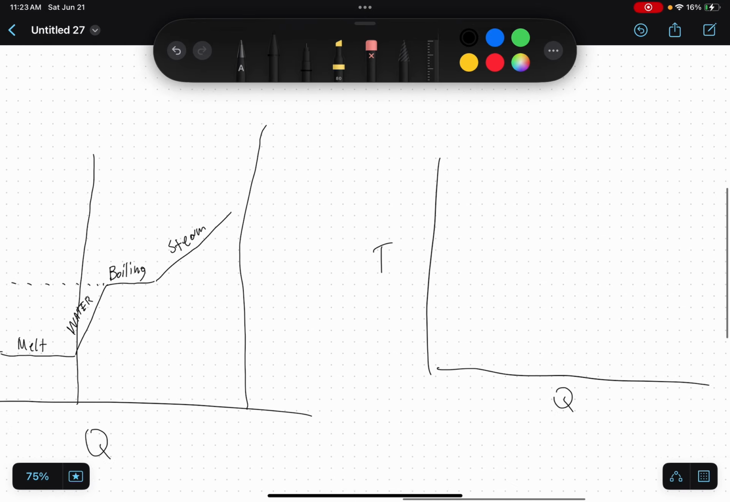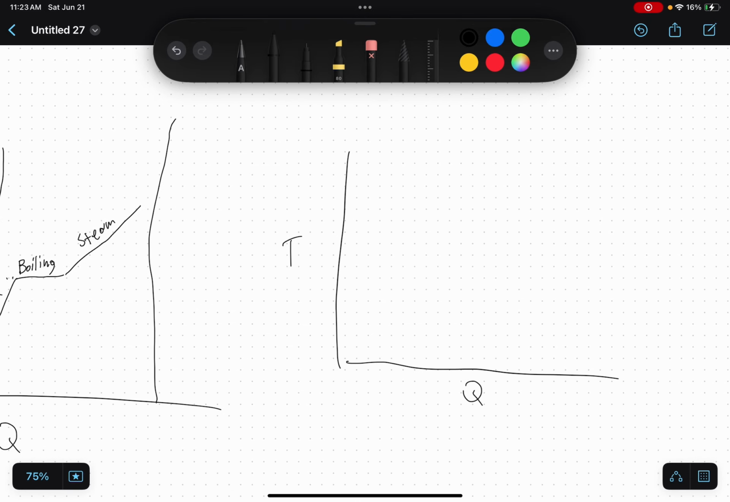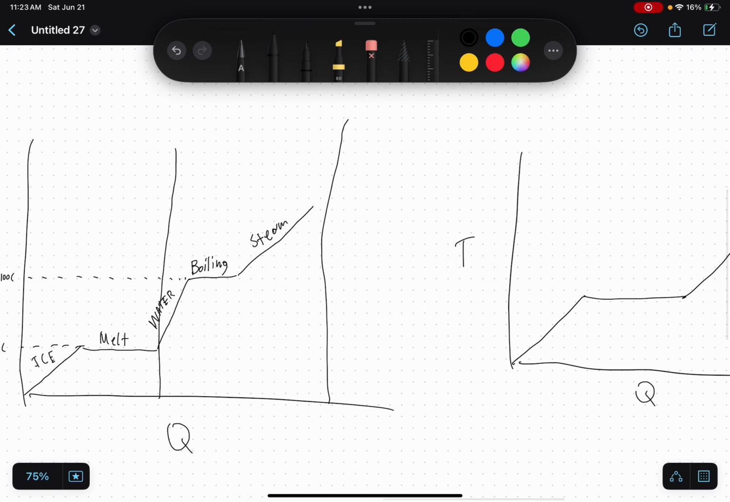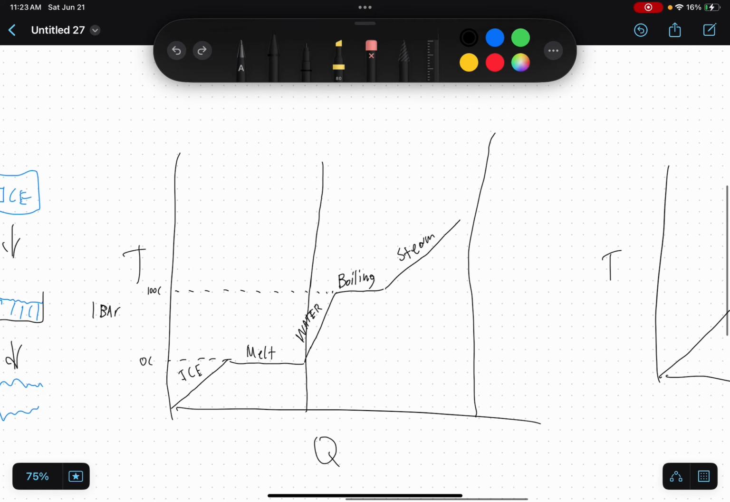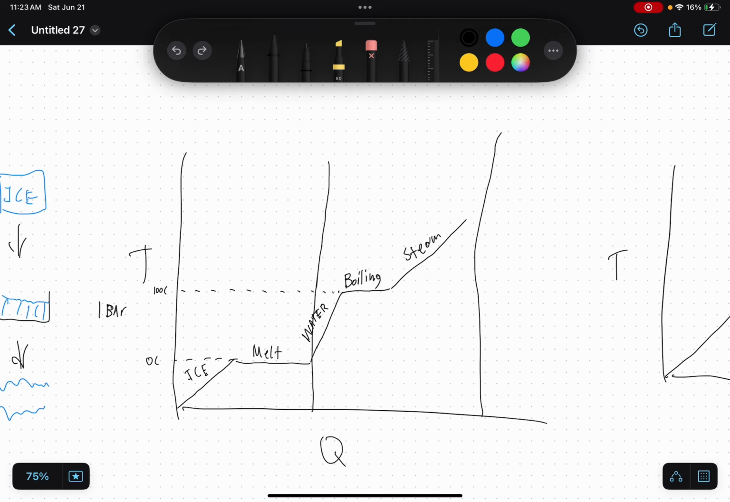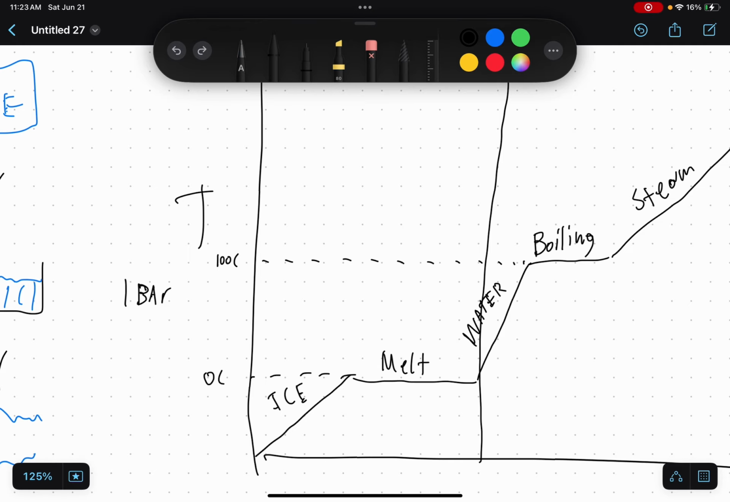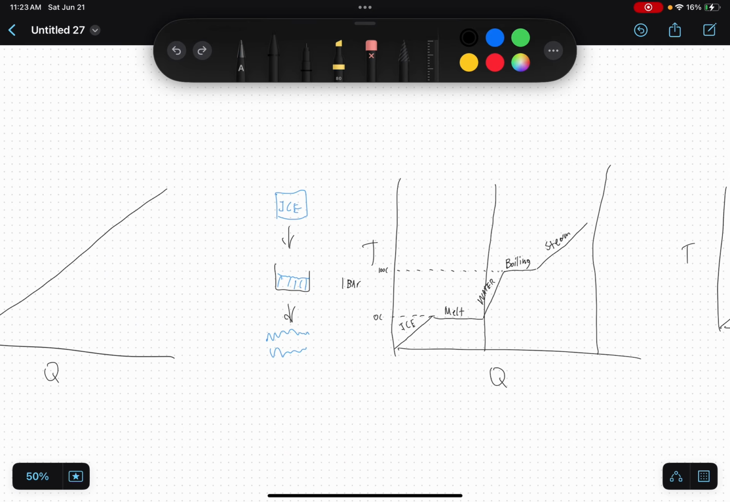Okay, so drawing the relevant parts. Cool. That is this part. Okay, so what is the effect of pressure on this? So as we mentioned, if you have water at 1 bar, these will be the temperatures at which melting and boiling happens.